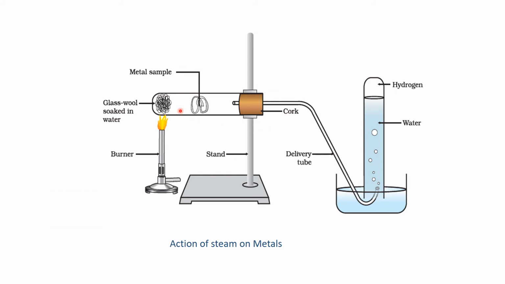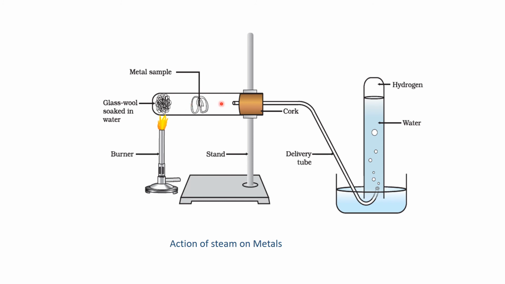See, how do metals react with steam? Such kind of apparatus is arranged for the reaction. This is the metal coil we have taken. This is a metal sample. This is glass wool, and this glass wool is soaked in water, and this is heated. When it is heated, steam is produced, and this metal sample which we have taken here reacts with steam and forms hydrogen gas.